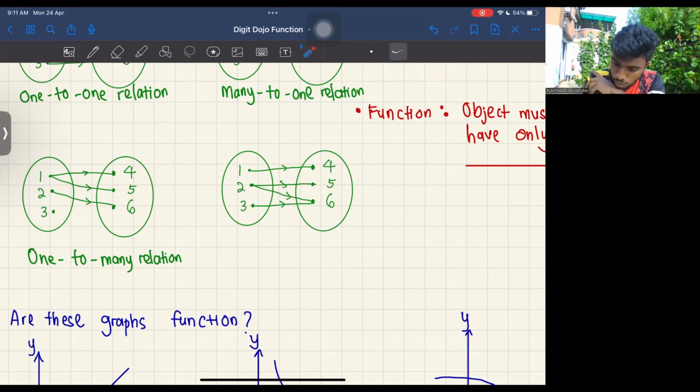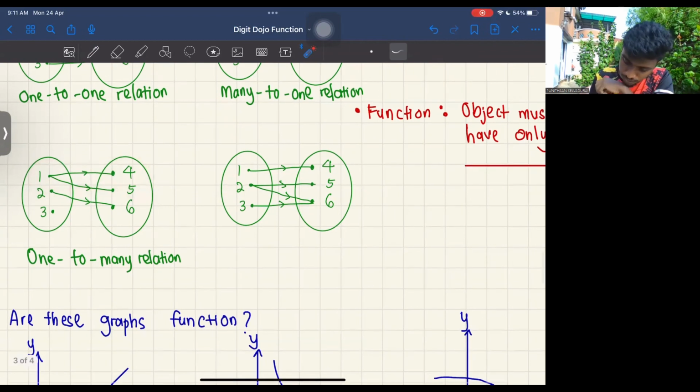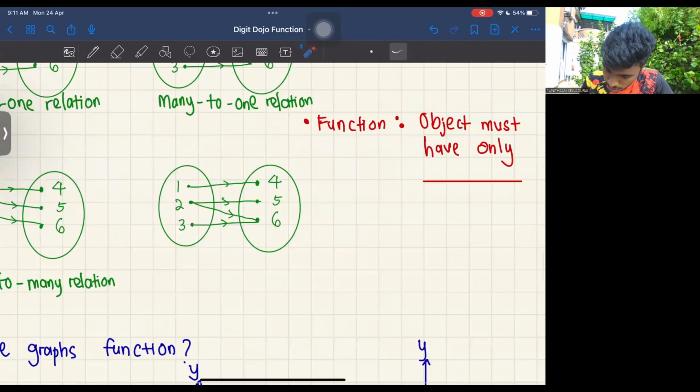Okay, so we won't care about this one-to-one relation already, because we are seeing another one. So we will choose that one. Okay. So if they give this type of arrow diagram in the exam and ask you what type of relation this is, you need to be able to answer: this is a one-to-many relation.